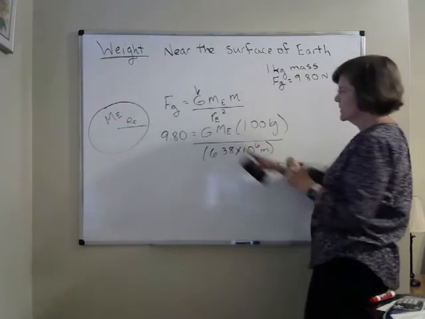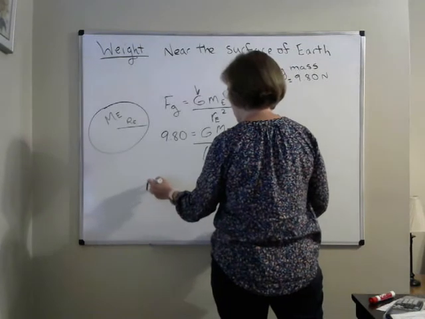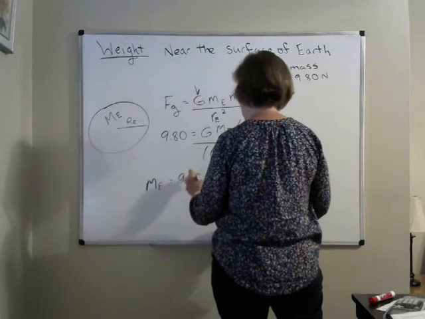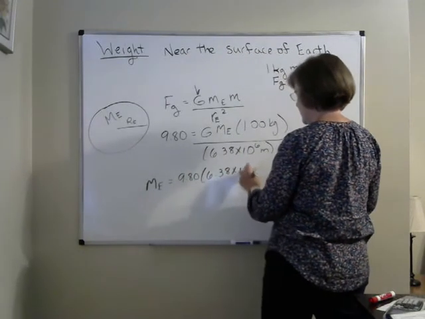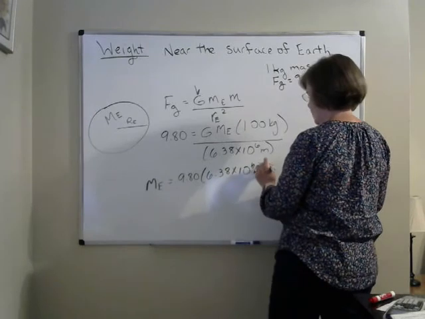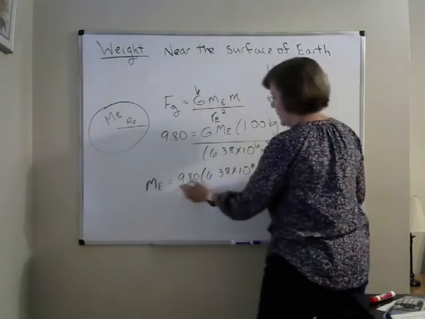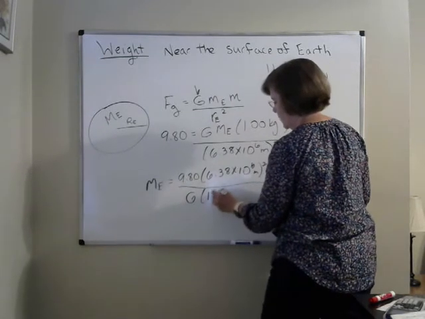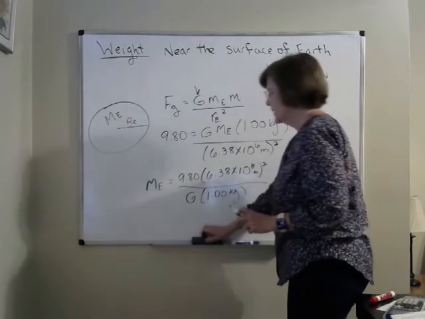All he did was solve this for the mass of the earth. The mass of the earth is going to be 9.80 times 6.38 times 10 to the 6th meters squared. I left off the square, don't do that. Divided by G, and of course 1 kilogram. I didn't write out G, but it's in my calculator.